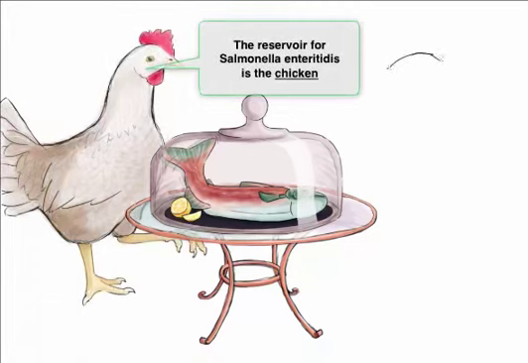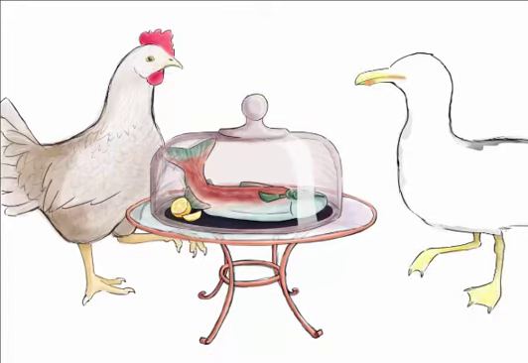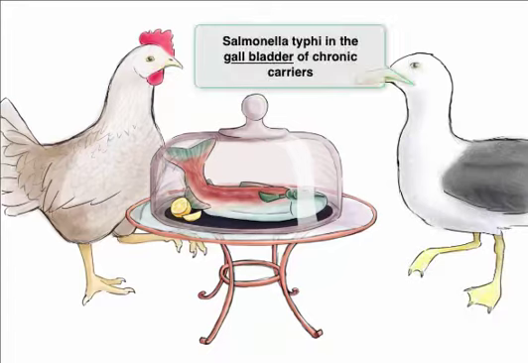On the other side of the page, we'll have a seagull. This is to represent gallbladder. I know it's a little more of a stretch, but I think you should be okay with it. And this is to remind us that chronic carriers of Salmonella typhi harbor it in their gallbladder.